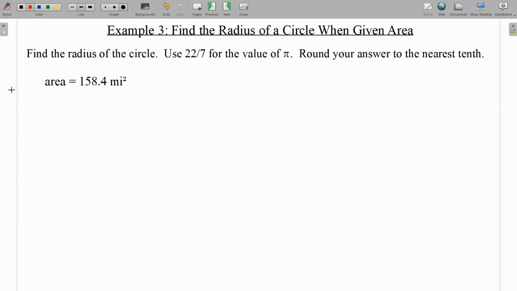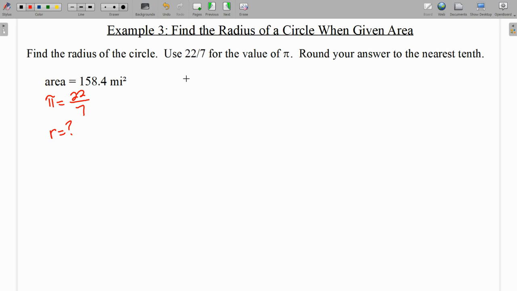In this problem, we're asked to find the radius of the circle. They want us to use 22/7 for the value of pi and then to round our answer to the nearest tenth. We're also given the information that the area of this circle is 158 and 4/10 square miles. So the next thing we're going to do is put in that pi is going to be equal to 22/7, and then it's the radius that we are looking for. So I'm going to put that as a question mark.